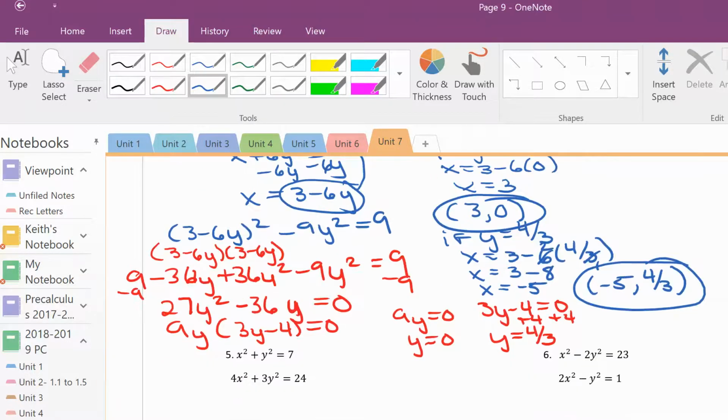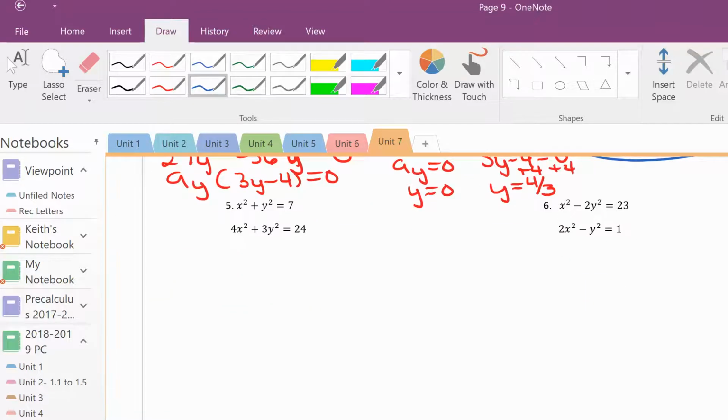Now, if they're all squareds, so here's an example of where you would do elimination.